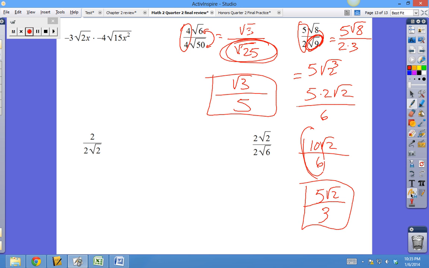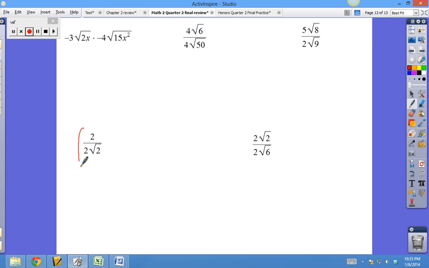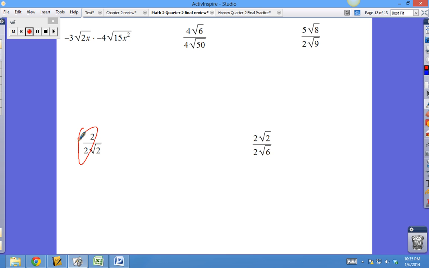Okay, these last two, these are going to divide each other, 2 and 2, and that 2 divided by 2 is just 1, so my answer is 1 over square root of 2. But it is unacceptable to leave a square root in the denominator. So we need to fix it. We need to change this into a rational number.